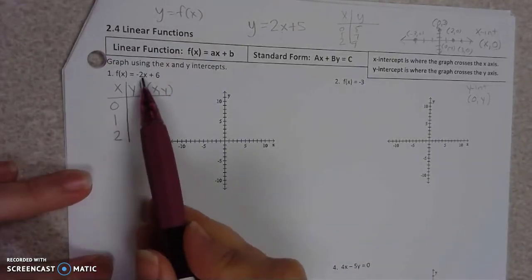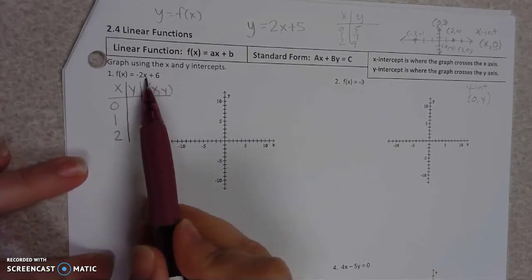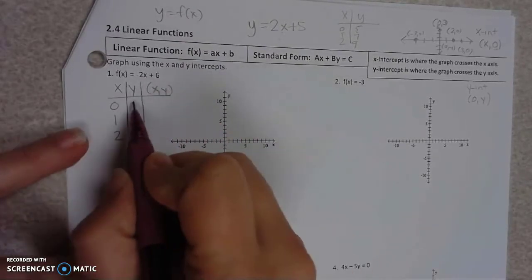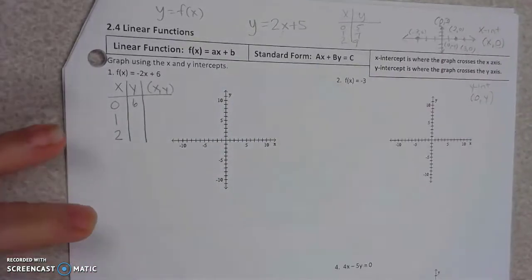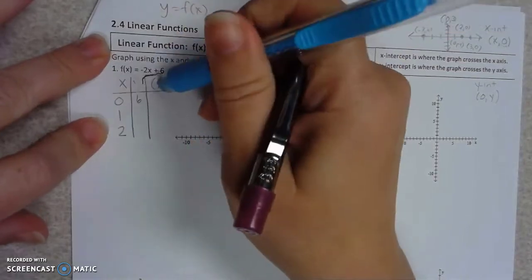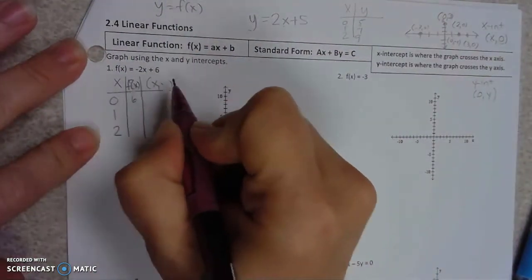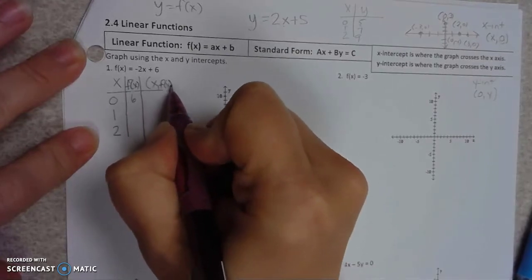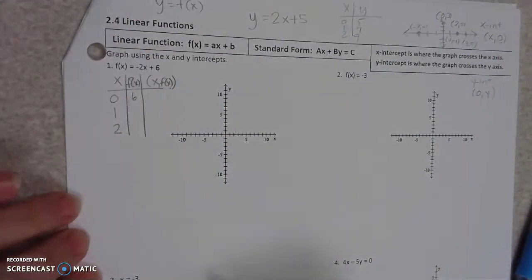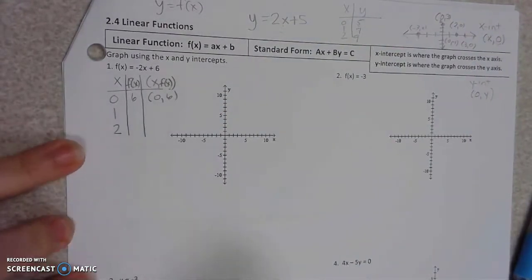So I'm going to make me a table and fill these values in. So I'll say negative 2 times 0 is 0, plus 6 would give me a y value. And we could also call that, instead of y, let's change that. So instead of y, let's put f of x there. Remember, those are the same. Alright, so then that would give me the point 0, 6.